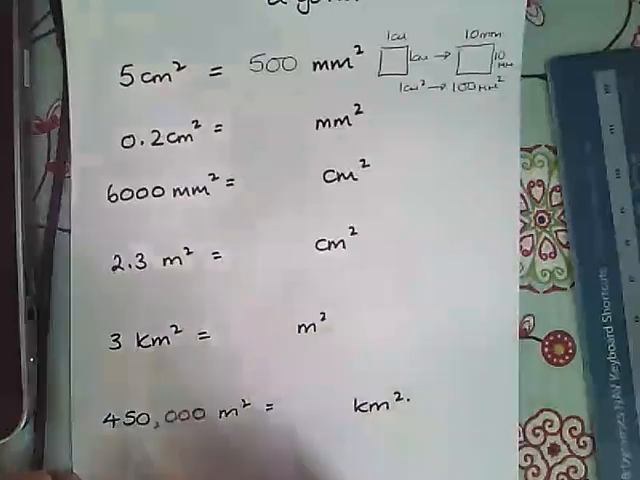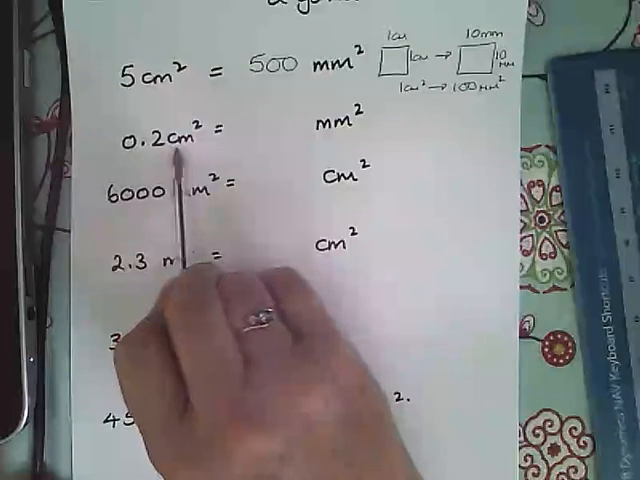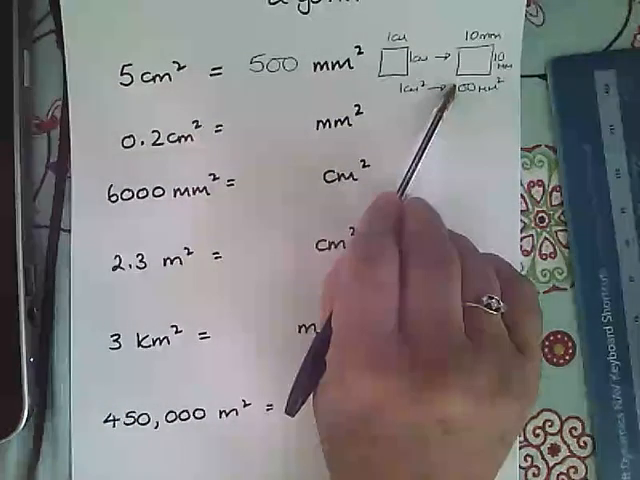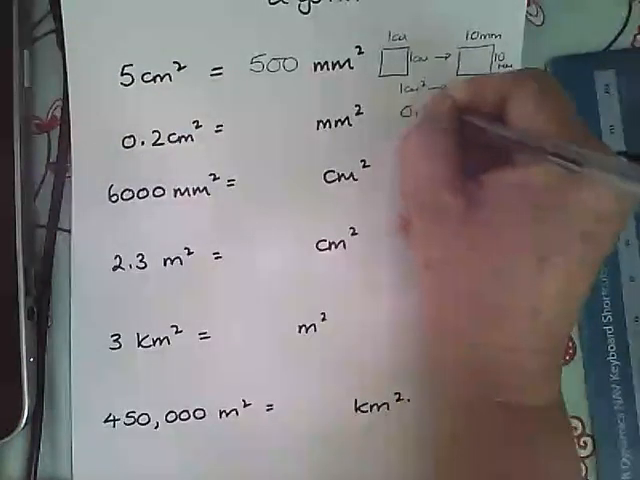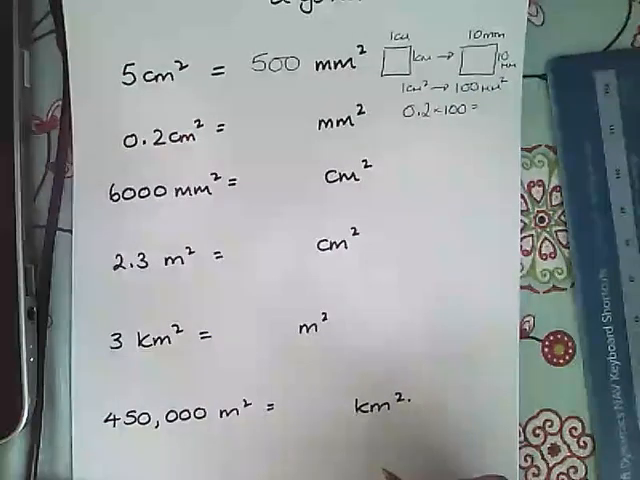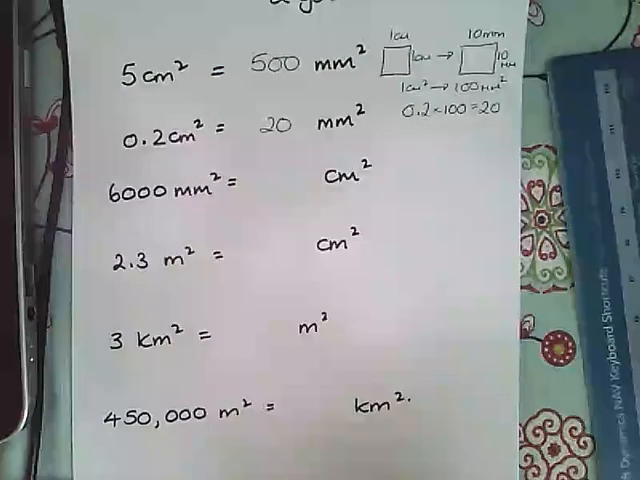I've already got my conversion here because I'm going again from centimeters squared to millimeters squared. I've just done my Kirby diagram for that. So this time I'm going to do 0.2 times 100, and you can do that on your calculator if you like. 0.2 times 100 is 20, so this would be 20 millimeters squared.